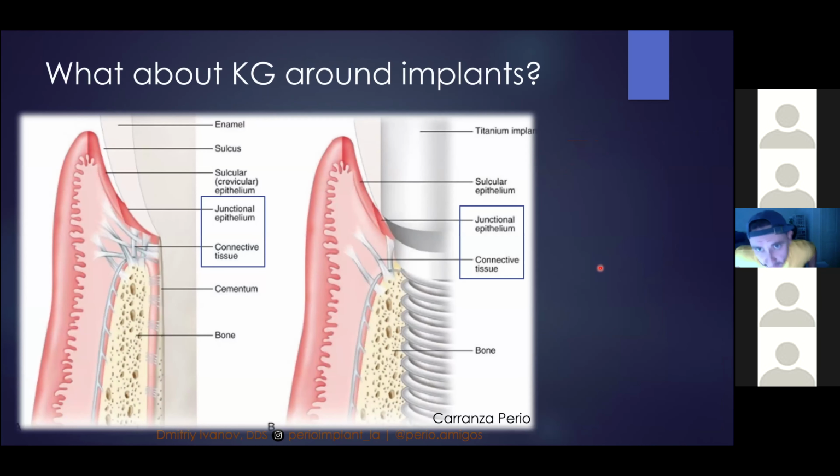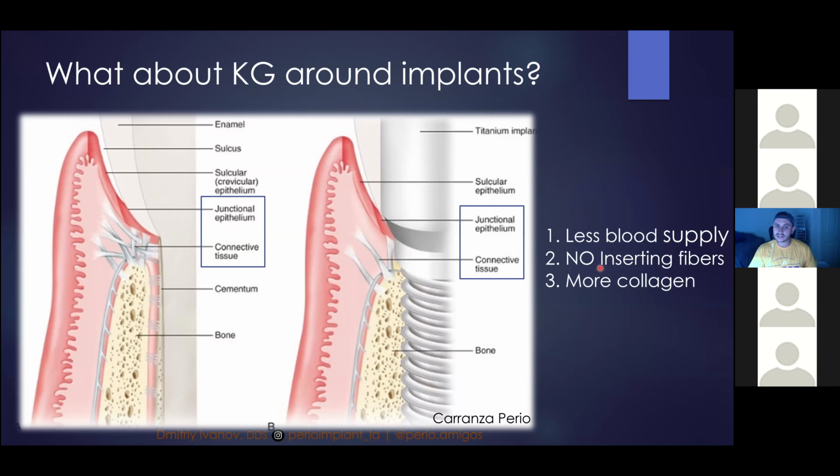But what about KG around implants? Implants, I think, are a different system, and I look at them very differently in terms of augmentation. They're very similar in the sense that they both have biologic width, which is junctional epithelium and connective tissue. Implants do not have PDL, right? They have no periodontal ligament. That's a lot less blood supply. It's a big source of blood supply to the tissue. There are no inserting fibers that are commonly found around the tooth, right? The perpendicular fibers, we call them Sharpey's fibers.